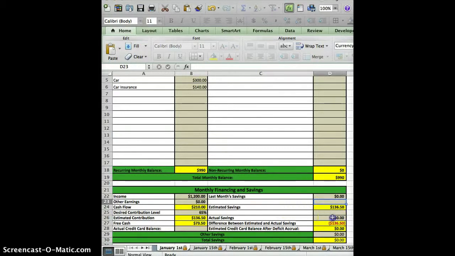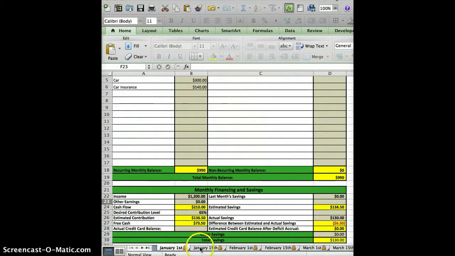Your actual savings. So this is probably the most important cell that you need to remember because the formulas will pull from this. So you need to enter in how much you actually have saved. And let's just say, for instance, we put in $130, and you'll see that we were short $6.50, no biggie.